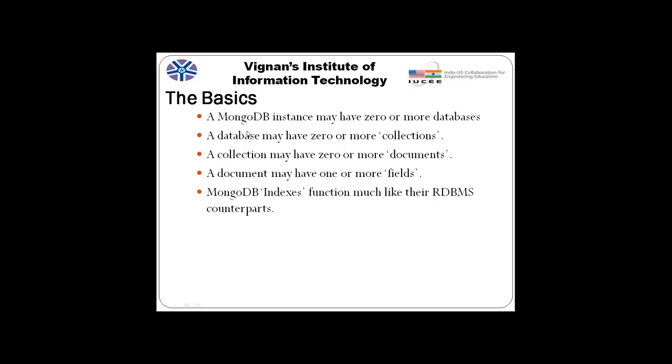So, MongoDB can have one or more databases. A database can have one or more collections. A collection may have one or more documents. A document can have one or more fields.